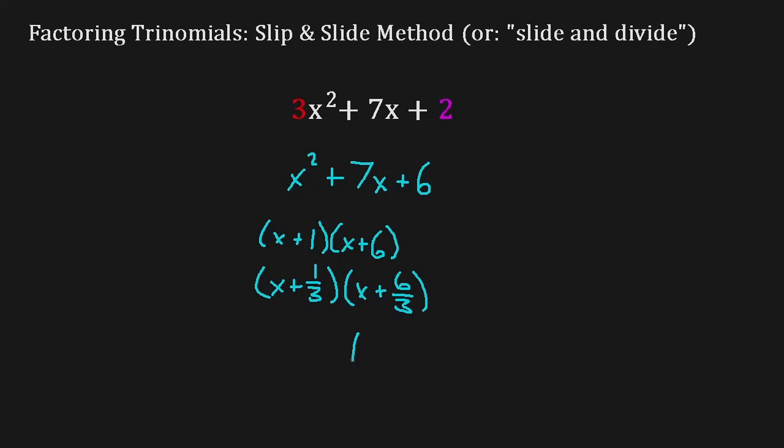For x plus 6 over 3, we can just have x plus 2. And then for x plus 1 over 3, we will slip the 3 back over to the x here. So we'll have 3x plus 1 on the left side. And this will be equal to our original equation of 3x squared plus 7x plus 2. So this is one example of the slip and slide method.